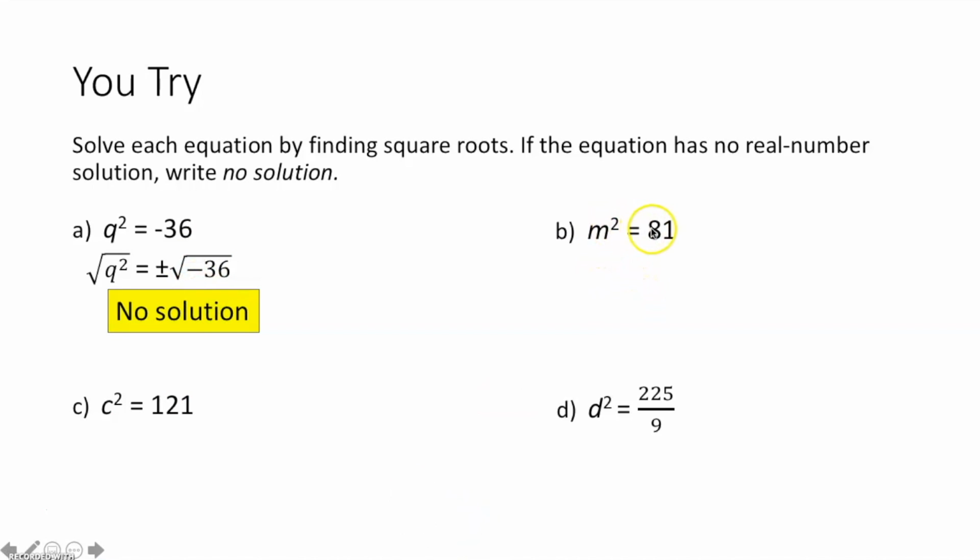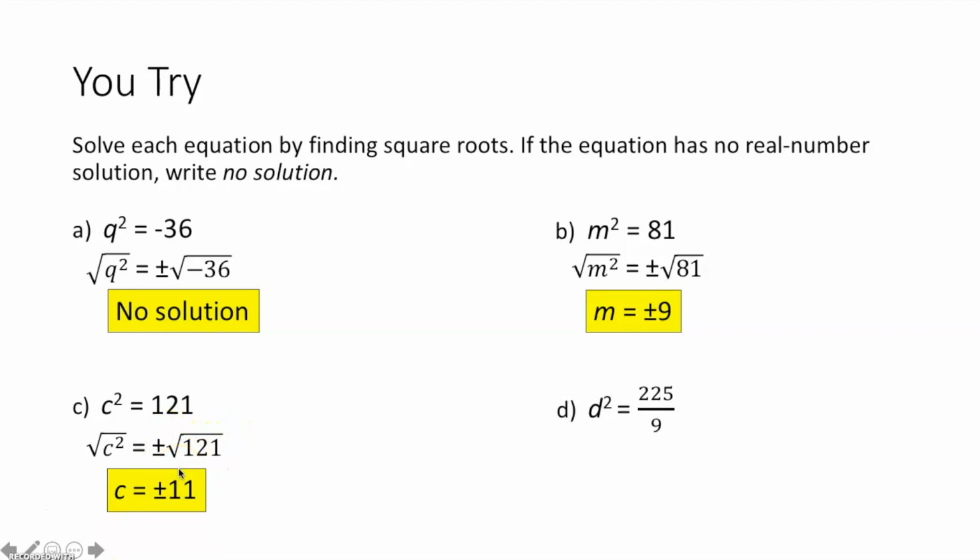Over here, m squared is equal to 81. I'm going to square root both sides. Again, because I'm square rooting a variable that is squared, on the other side I need to put plus or minus. The square root of 81. 81 is 9 squared, and then the square root of 9 squared, the square root and the square cancel each other out, and I'm left with m is equal to plus or minus 9. For this one, I square root both sides. Again, plus or minus, don't forget that. The square root and the square over here cancel each other out. I'm just going to get c. On this side, 121 is the same as 11 squared. So the square root and the square cancel each other out. I'm just left with plus or minus 11 as your answer.